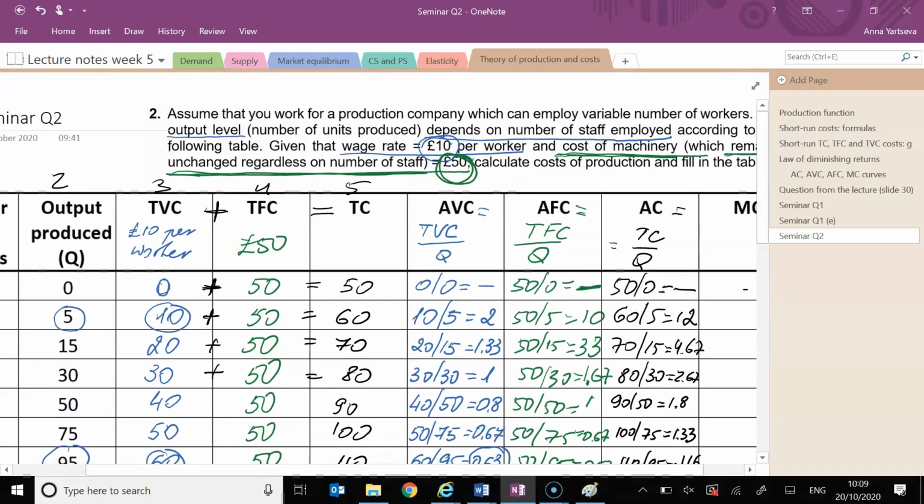We can use a different formula. We've calculated total cost as a sum of total variable and total fixed cost. So column number 3 plus column number 4 gave us column number 5. We can do the same with the average cost. Average cost can also be calculated by adding up average variable and average fixed cost. Together, these numbers will give us average cost.